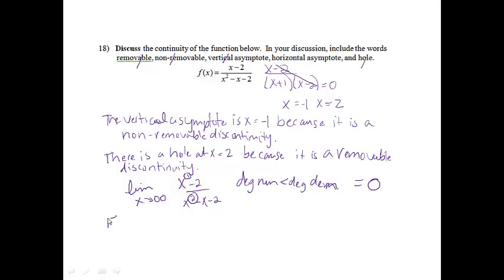and since the limit as x approaches infinity is 0, we've got a horizontal asymptote. So I would say the horizontal asymptote is y = 0, and the reason that it's a horizontal asymptote is because the limit as x approaches infinity is equal to 0.